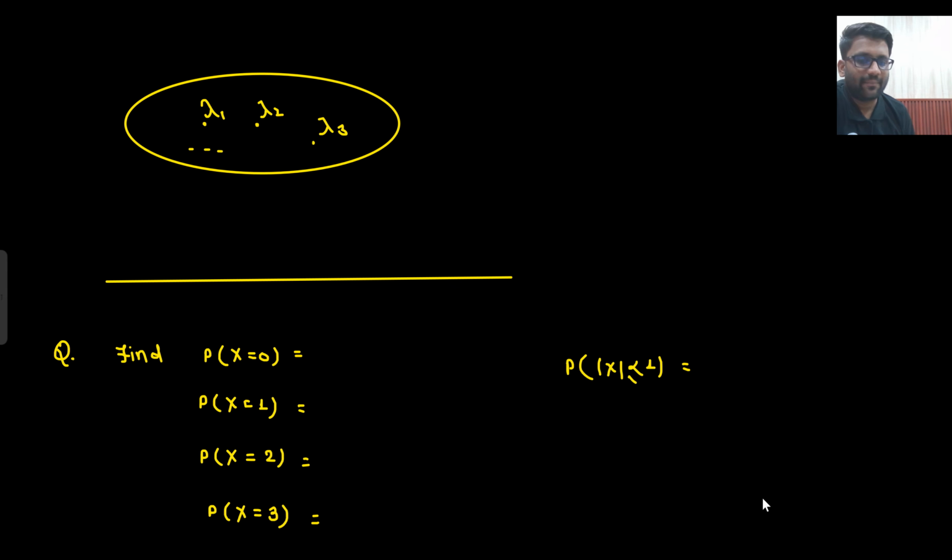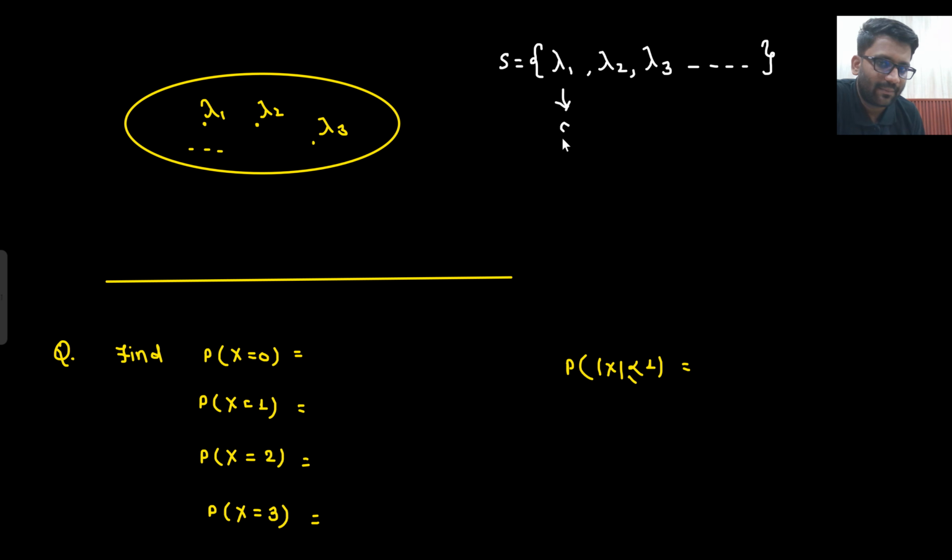So let's just say my sample space was lambda 1, lambda 2, lambda 3 and so on. So here lambda 1, lambda 2, lambda 3, what are these? These are my sample points. This is a sample point, right?